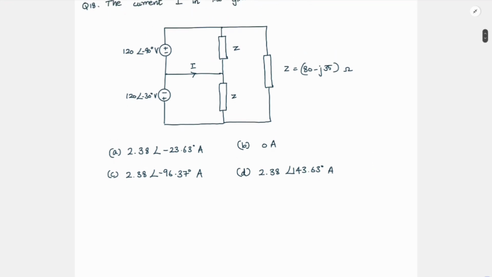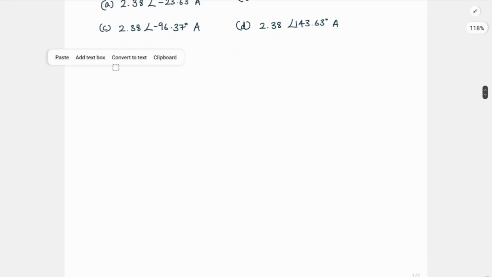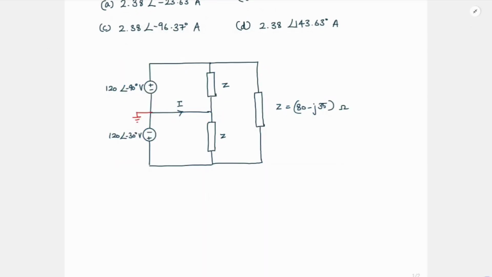Okay. So now in this circuit, the ground node terminal is not given. So we are free to choose whichever node we want as ground. Ground is nothing but a reference. So I'm choosing this node as my reference. Okay. Let me copy this circuit. Okay, so now this is my reference.